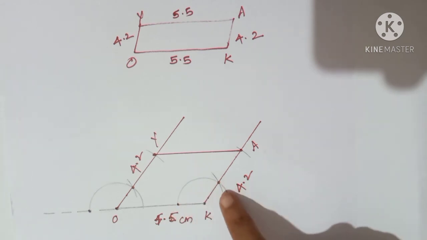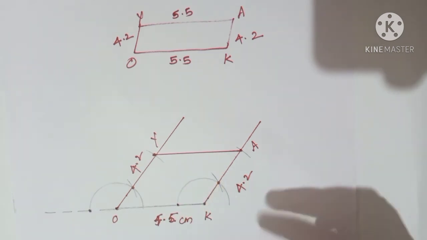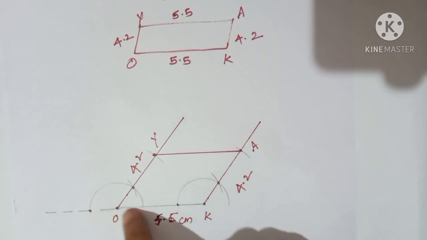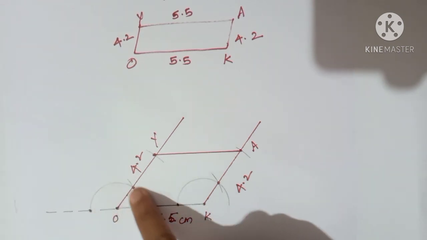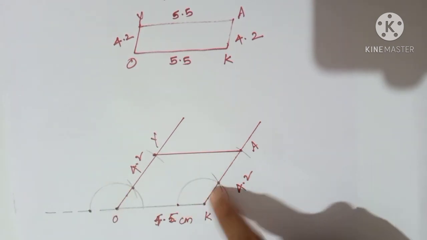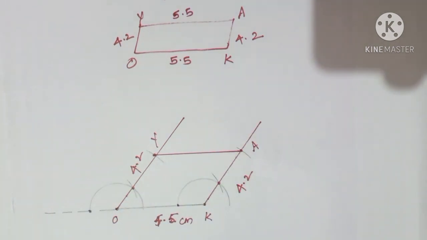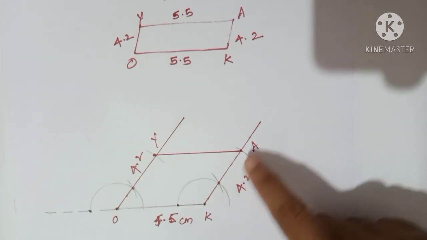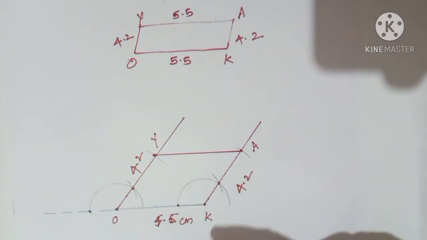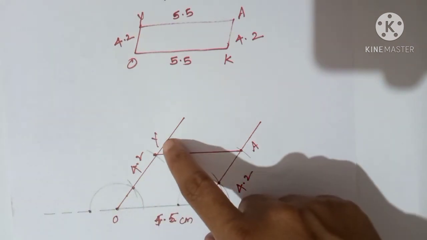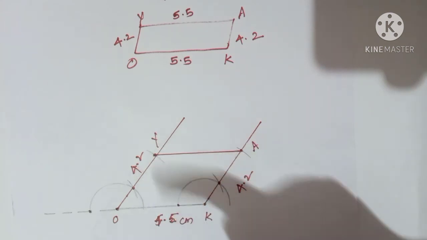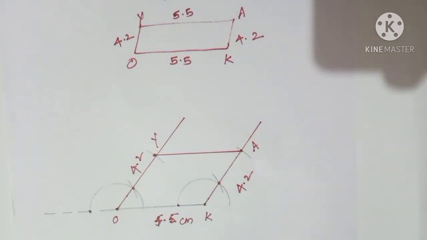Then take any radius, keep at this point, cut an arc. Don't change the same radius, extend this line and keep at this point and cut an arc. So this angle and this angle are same. Now join the line and extend it. Next, in a compass, take 4.2 centimeter, keep at the point K, cut an arc A, then keep at the point O, cut an arc Y, then join AY. You got a parallelogram. Then you can write the steps, refer to the textbook and write the steps.